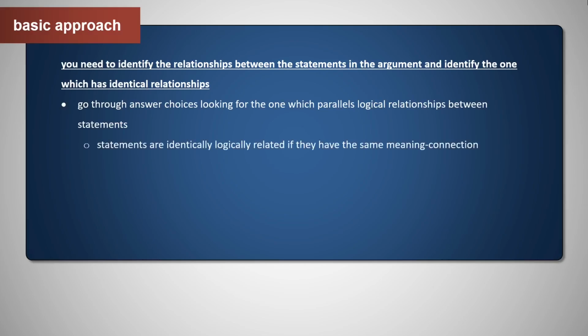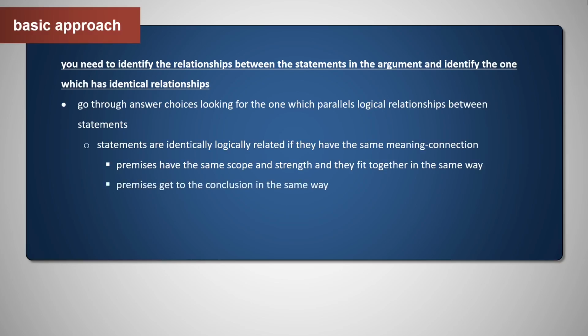Statements are identically logically related if they have the same meaning connection. So premises have the same scope and strength, and they fit together in the same way. That's what that means. You're looking for something that has the same scope, meaning the same breadth in terms of how many things it talks about, has the same strength, so the same degree of certainty, and then how do they connect? They have to fit together in the same way. So the premises need to get you to the conclusion in the same way.